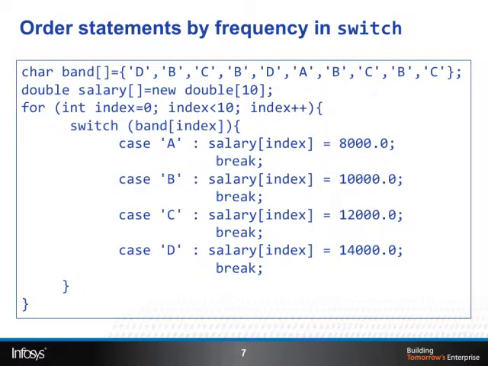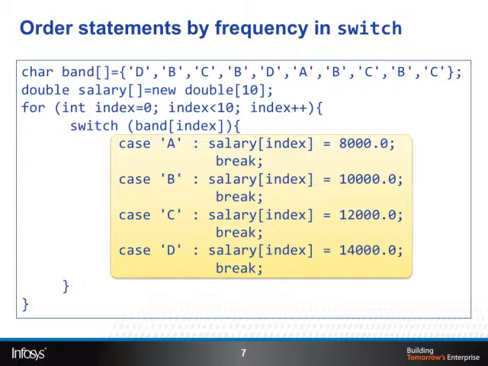The second technique is ordering case statements by frequency in switch construct. Please have a look at the code given. Here, in the for loop, we are assigning some values to array elements based on the value of band using different cases written in the switch construct. Assuming in the organization the maximum number of employees are in band B, fewer in band C, fewer than that in band D, and least in band A.